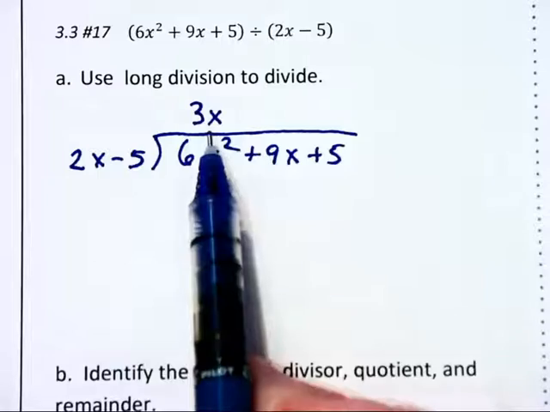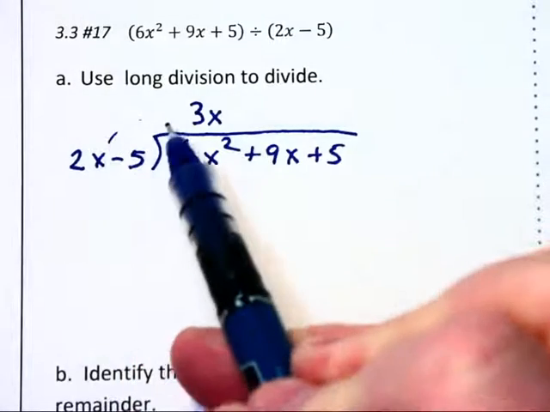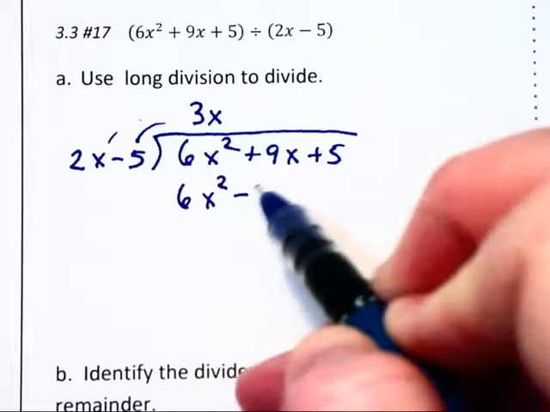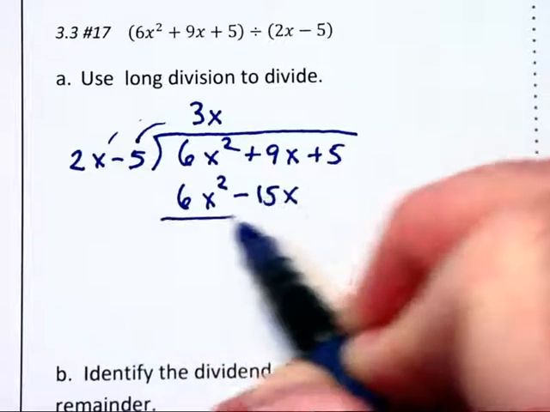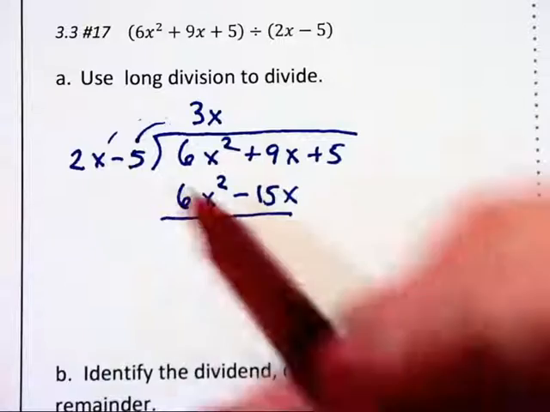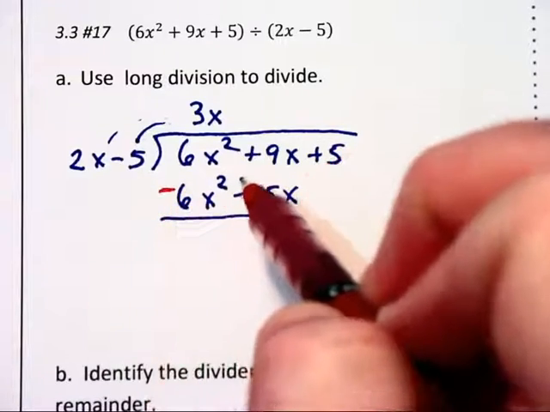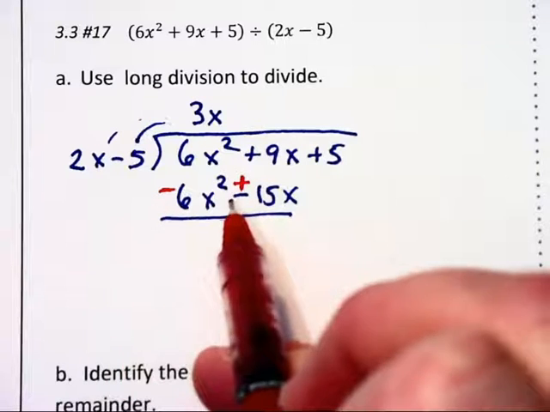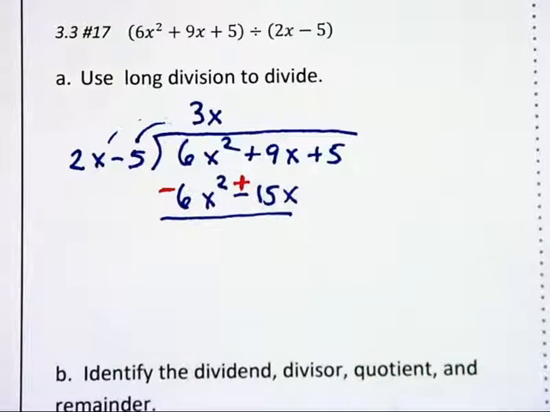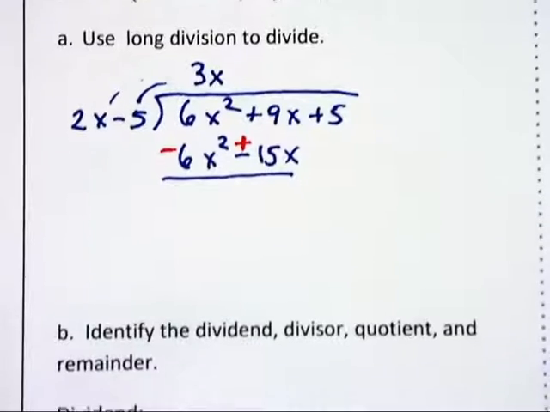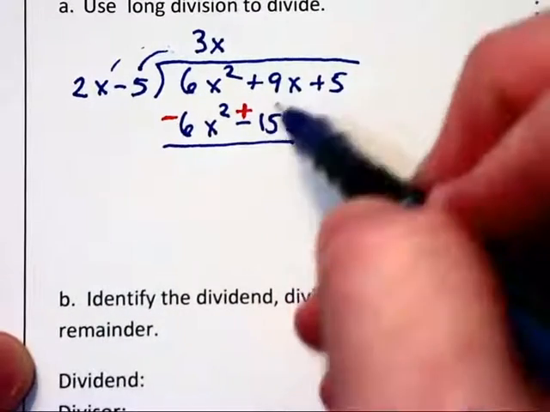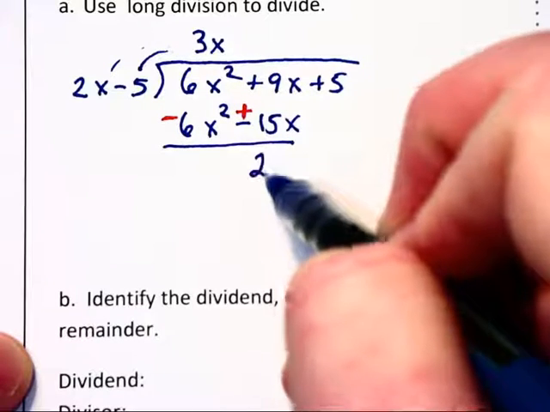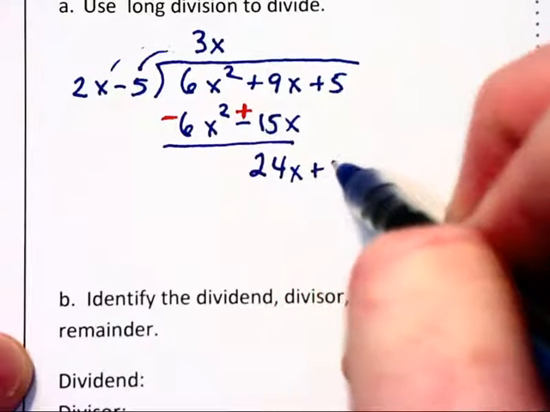We now multiply that 3x by both terms on the left, giving us 6x squared minus 15x. We now have to be careful to subtract or add the opposite. This is where most people make the mistake, so I make a point out of drawing these signs in a different color. Subtracting in the x column, 9 minus a negative 15, or 9 plus 15, gives us 24x, and we bring down the 5.